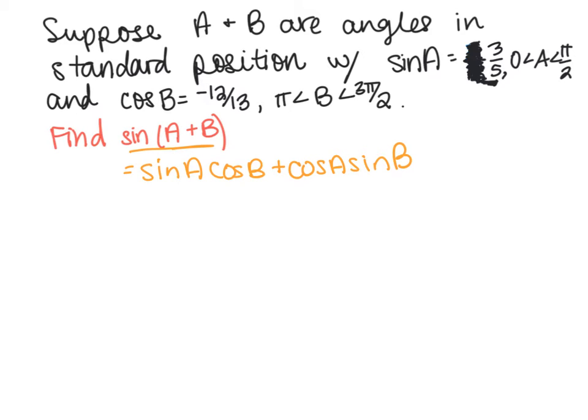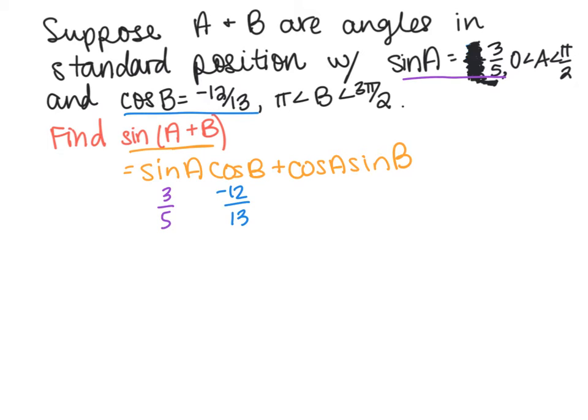Well, if you notice this information given to us, we already know what sine of A is. We know that's going to be 3/5. We already know what cosine of B is. It's negative 12/13. But we need to figure out how to find cosine of A and sine of B.